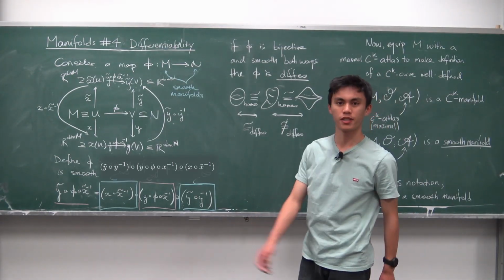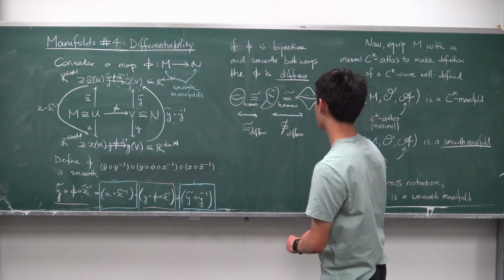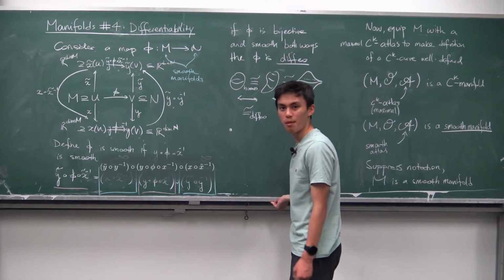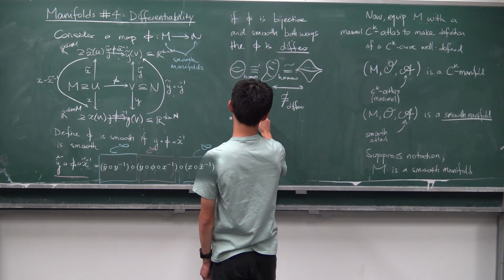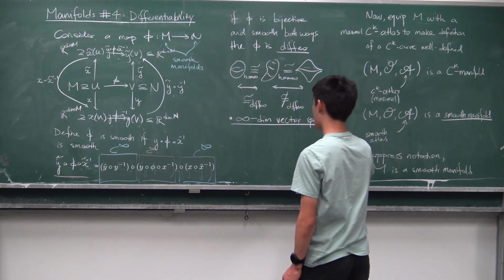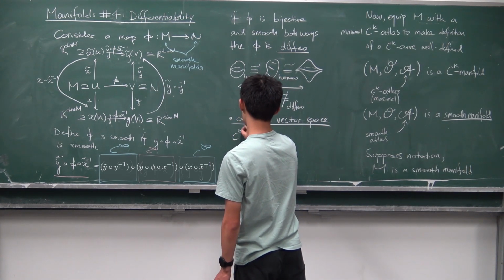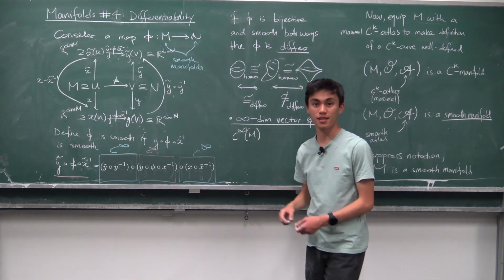And just to finish off for today, we're going to introduce one last thing, which is going to be used in the next video. This is going to be a special type of infinite dimensional vector space, which gets the name C infinity of M. So what exactly is this set C infinity of M?